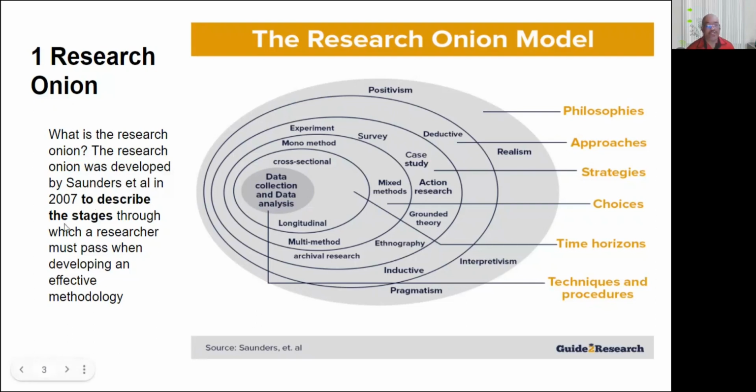So they started the term in 2007 to describe stages through which a researcher must pass when developing effective methodology. You can just have a look at this one. You see the outer layer, the outer layer is the philosophy. So you see here, positivism. Positivism is the philosophy of quantitative.